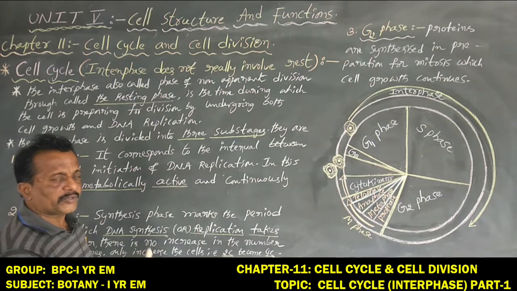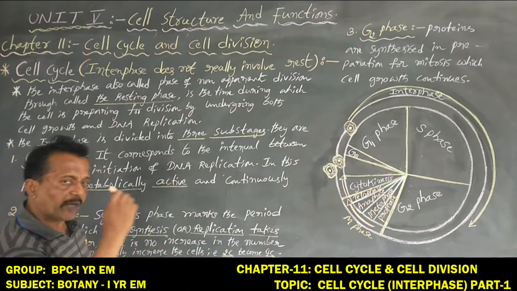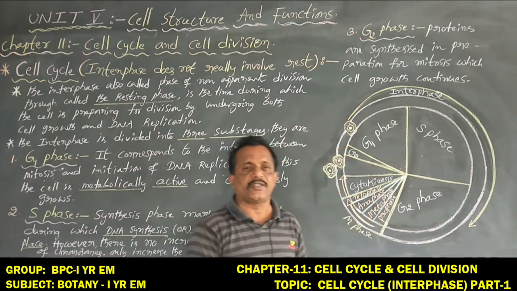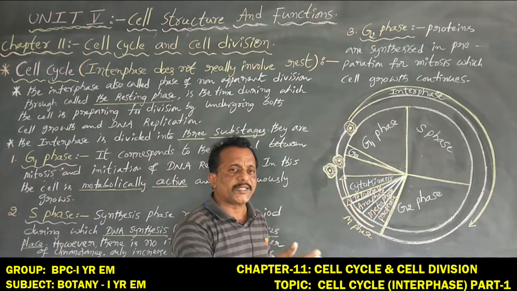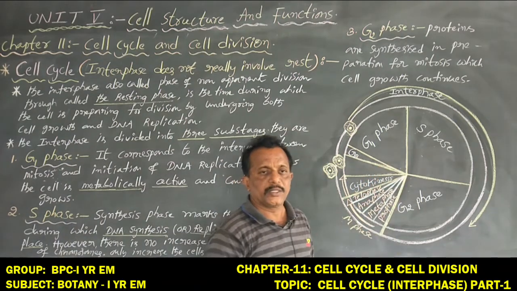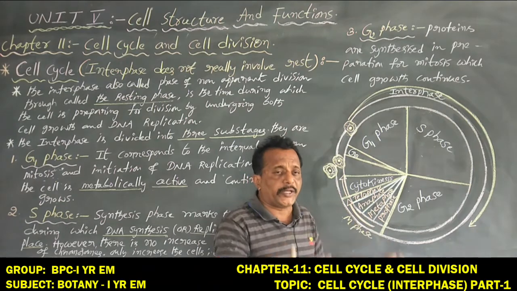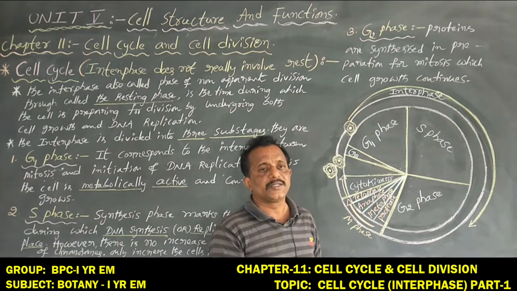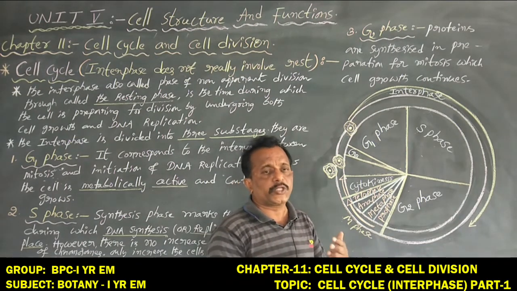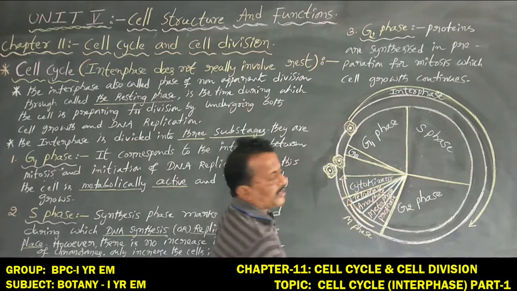If the cell has a diploid number of chromosomes, after replication it will still have the diploid number of chromosomes. Only the DNA content increases in the S phase, that is, 2C becomes 4C. There is no increase in chromosome number. That is the S phase.